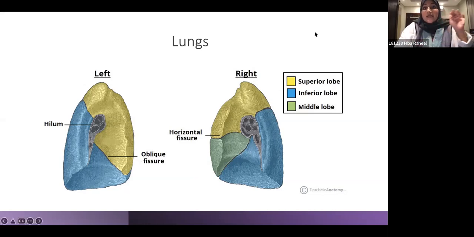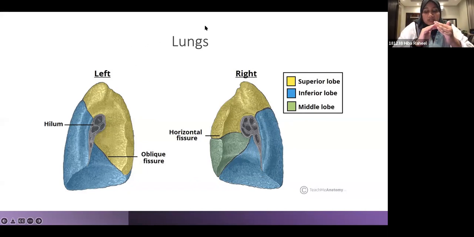We have the superior lobe here, the inferior lobe, and then the middle lobe. This line that you see running right through the middle is called the oblique line, or the oblique fissure. This right over here is called the horizontal fissure. So the right lung has 2 fissures, the left lung has 1.